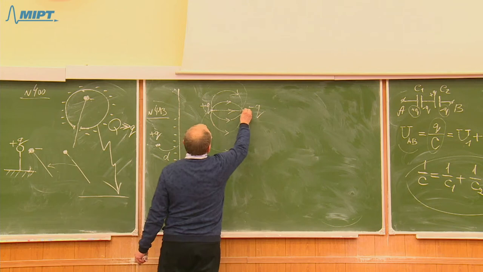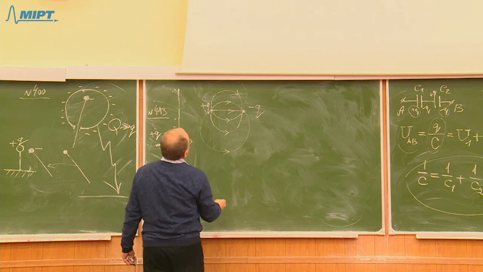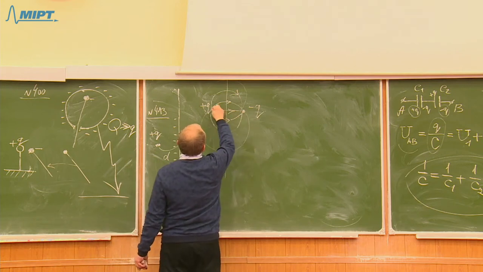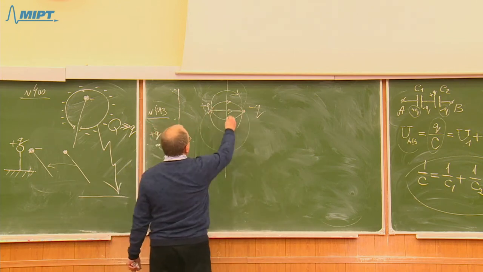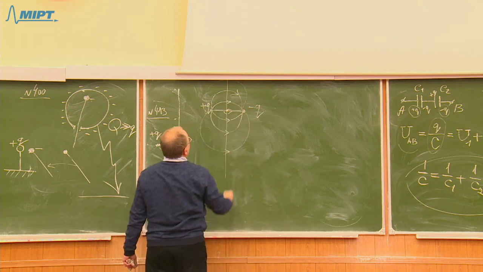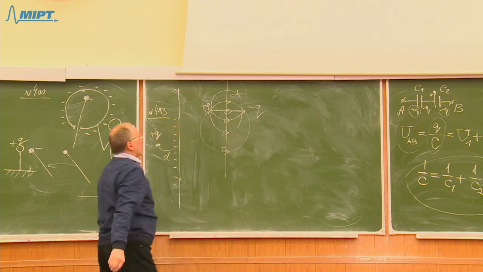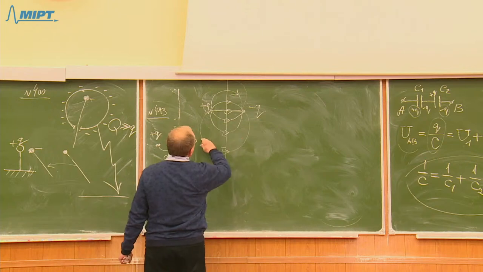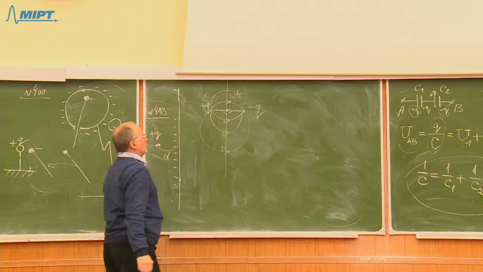And due to the symmetry of this figure, we may conclude that if we consider the surface which is perpendicular to the section connecting the two charges and goes through the center of this section, then this perpendicular plane will cross the field lines at the right angle. So these angles will be right angles, 90 degrees. Because of considerations of symmetry, all these angles will be right angles.